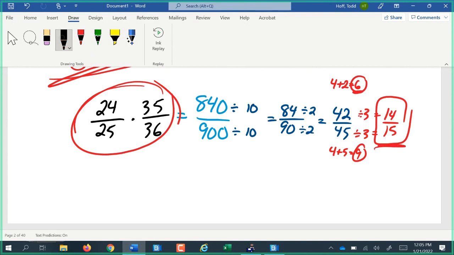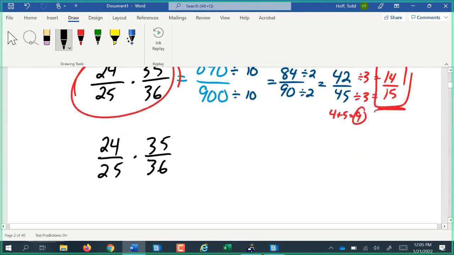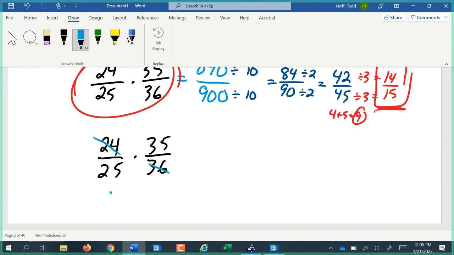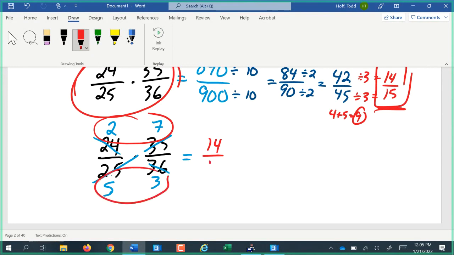We got there, but we worked with some big numbers and had quite a few steps. If we had started off cross-canceling, it would have saved us a bit of work. We'd have looked at this and said, okay, 24 and 36 can both be divided by 12. 24 divided by 12 is 2. 36 divided by 12 is 3. And 25 and 35 can both be divided by 5. 25 divided by 5 is 5. 35 divided by 5 is 7. So now we have 2 times 7 is 14. And 5 times 3 is 15. That seems like a lot less work to me.